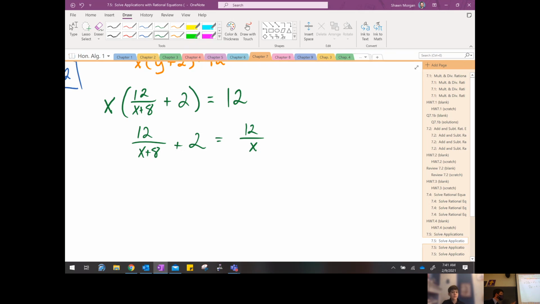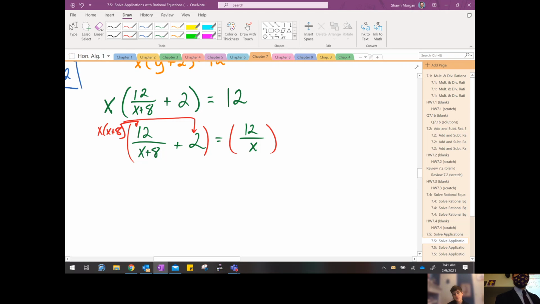In this case, can you use inspection to tell me what the LCD is? What is it? x and x plus 8. Very good. So I'm going to times each term, in other words, the entire left side and the entire right side, by x quantity x plus 8. It's going to multiply by the first fraction, by the second term over there, and then, of course, if I do it on the left, I have to do it on the right. Now, I ask the same questions over and over again. What cancels and what's left over?